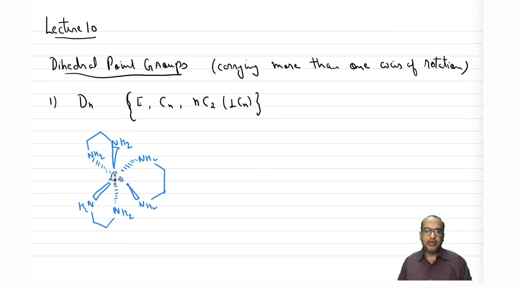So you can easily see that the central cobalt atom actually has the octahedral geometry, but because of this ethylene group, this actually does not belong to the octahedral point group, but the Dn point group, right? So where is your C3 axis? There is a C3 axis which is going perpendicular to the plane of the board, and which will be rotating these NH2 groups 1 2 3 and then 4 5 6, and then there will be three C2s which are perpendicular to this C3.